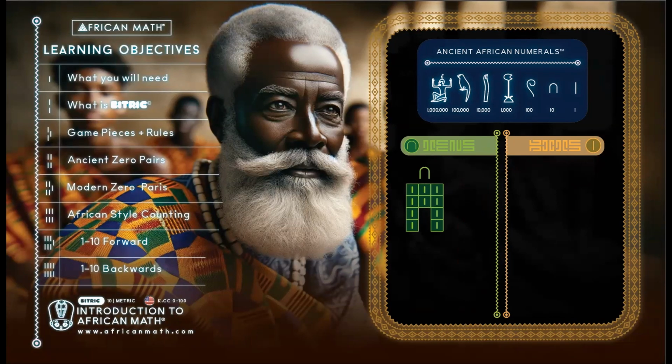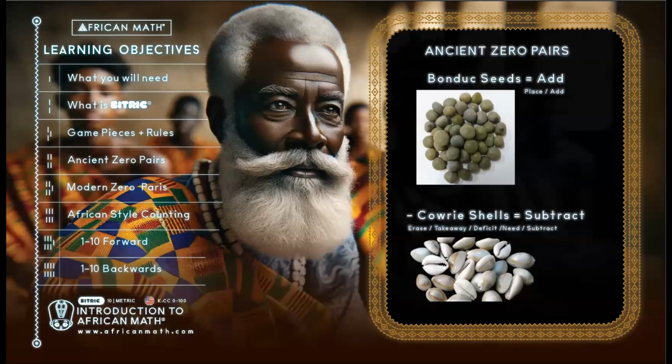So those are our game pieces for units in 10s. And then there's even more game pieces that we have to get into. Those game pieces are related to our next lesson, which is going to be zero pairs. So let's dive right in. Now that we've gone over what we need, we need those snap blocks. We know about the ancient BITRIC system and its relationship to the cubit.